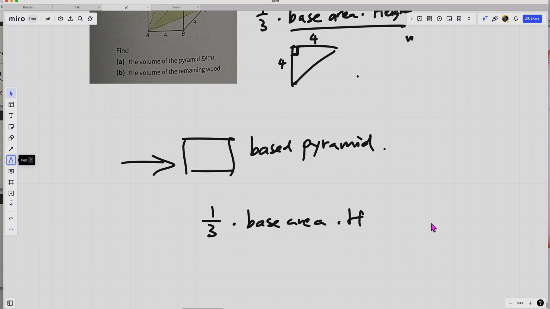Pyramid in Egypt, so it's a square base pyramid. And the formula for the volume of the square base pyramid is 1/3 times base area times height, right? Okay.